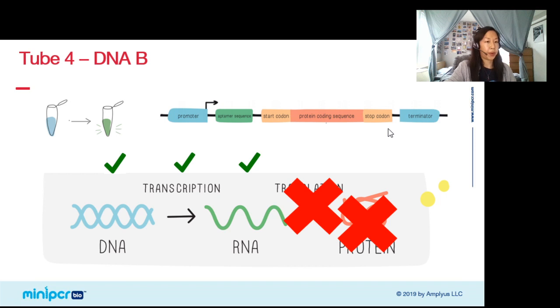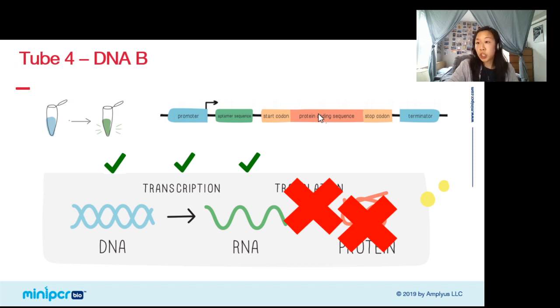Alright, so let's go through it. One possibility is that you don't have a start codon. If you don't have a start codon, the ribosome doesn't know where to start and translation can't start. The stop codon could be too early, and then the ribosome will stop before the protein can get made.